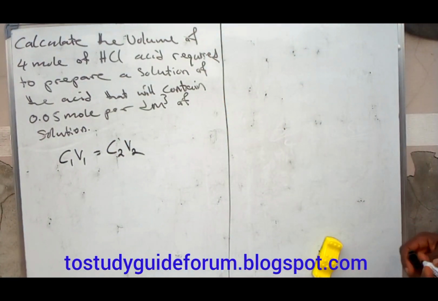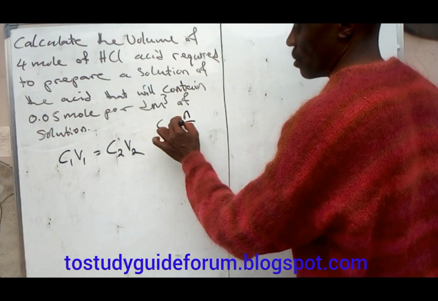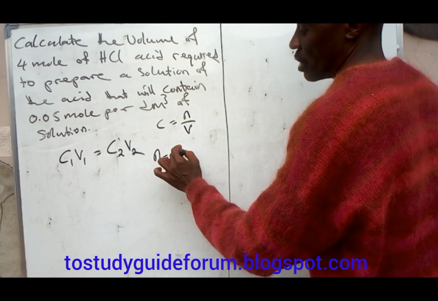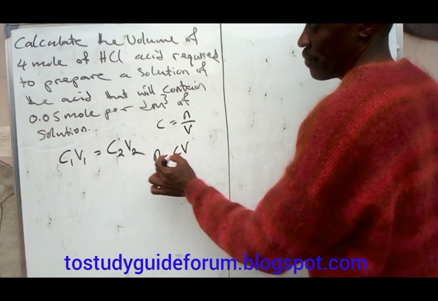Now, we all know that concentration is amount over volume. That means amount is what? Concentration in mole per dm cube multiplied by volume will give us amount.